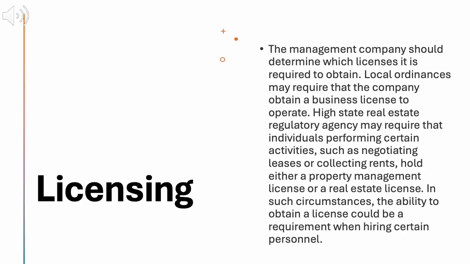Licensing. The management company should determine which licenses it is required to obtain. Local ordinances may require that the company obtain a business license to operate. The state real estate regulatory agency may require that individuals performing certain activities, such as negotiating leases or collecting rents, hold either a property management license or a real estate license. In such circumstances, the ability to obtain a license could be a requirement when hiring certain personnel.